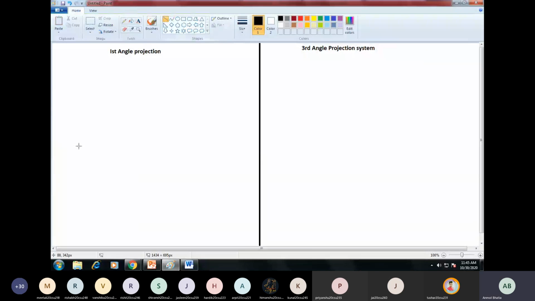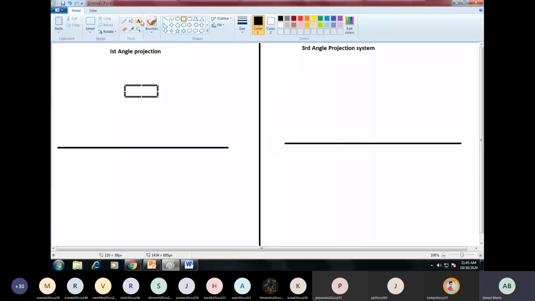So let's talk about the front view and the top view here. This is my XY line. This is also my XY line, right? And let's say this one is the front view. You know that in the first angle projection, the front view lies above the XY line. And where would be the top view? Below it, exactly below it, right? So exactly below this front view we will make the top view. So this is the notation that we generally follow.